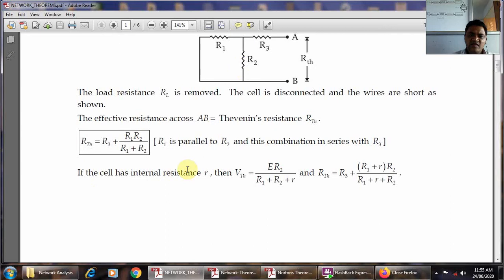If the cell has an internal resistance R, for the ideal case R equals 0, but suppose we consider it, then we have to add it here. VTH equals E R2 upon R1 plus R2 plus R, and RTH equals R3 plus R1 R2 upon R1 plus R plus R2. This means we have calculated the Thevenin's equivalent resistance RTH.